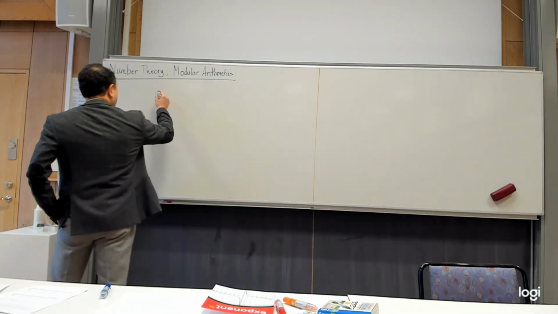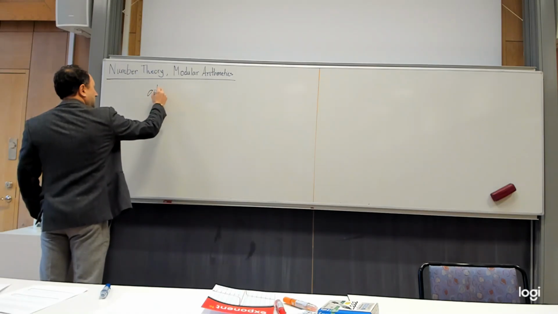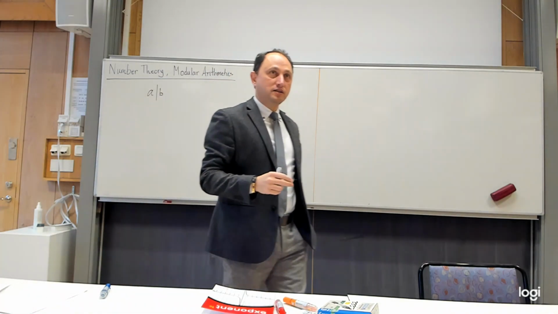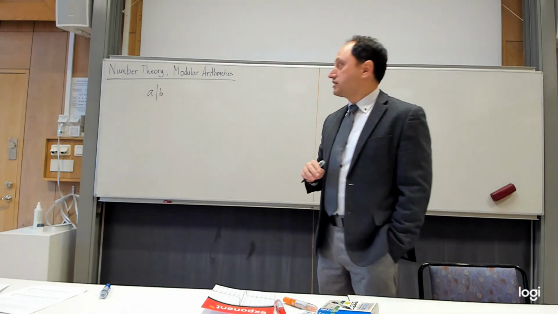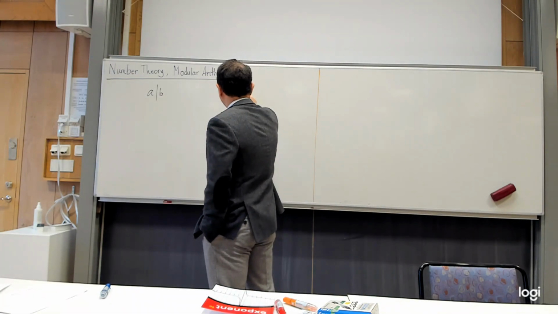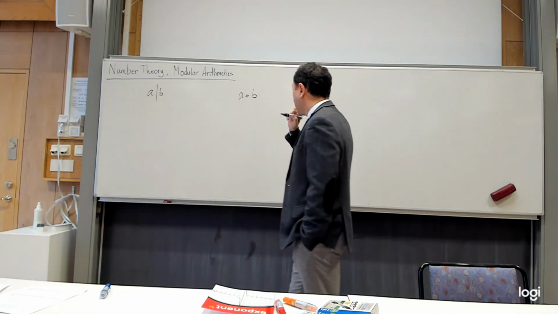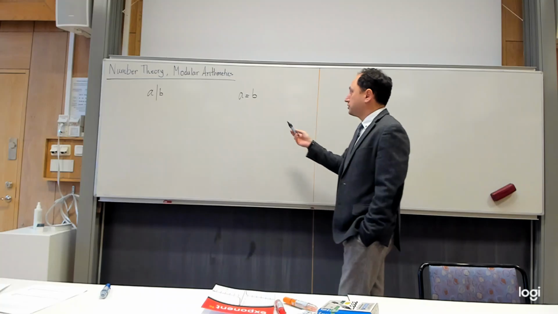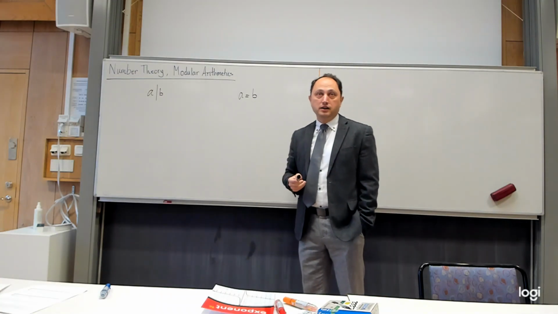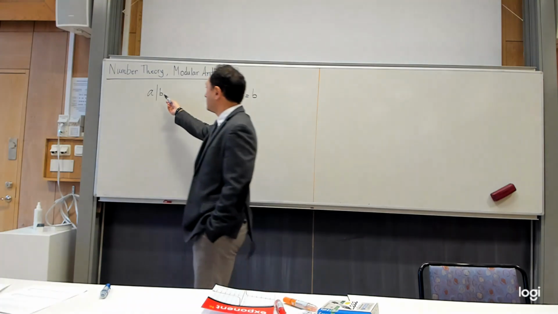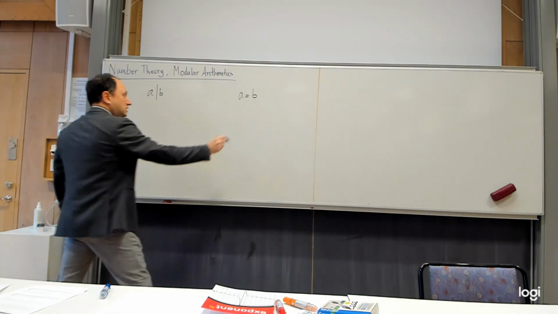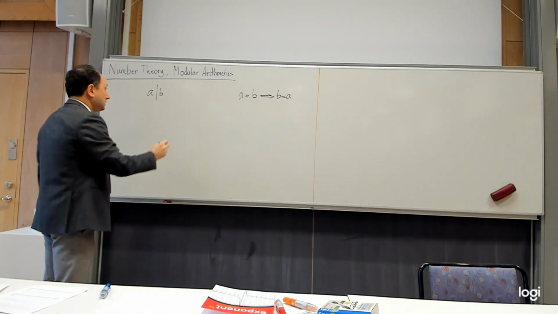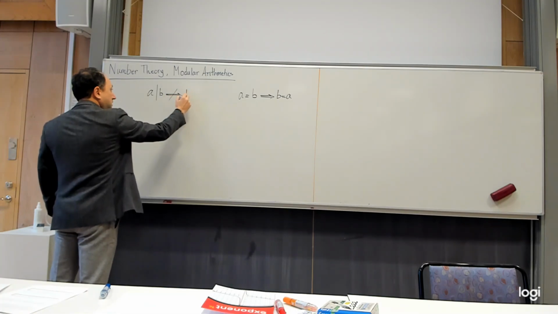For example, when we say A divides B, the simplest relation for the human brain is probably equality. Equality is the simplest relation between two numbers. When I say that number A is equal to number B, this relation is symmetric, so I can write immediately B is equal to A. But divisibility is not symmetric. When A divides B, I cannot conclude that B divides A.